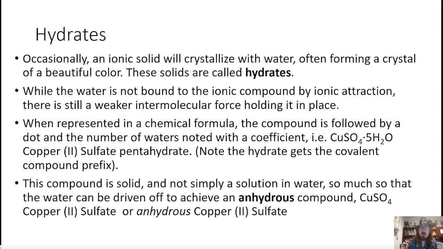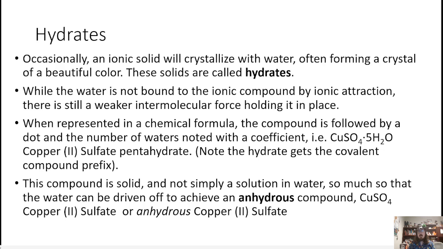Now, while the water is not bound in a traditional ionic fashion, they're not held in place by ionic attraction, there's a weaker intermolecular force holding it in place, but it's still equally there. The idea here is that when it's represented in a chemical formula, the compound, usually an ionic compound, will be followed by a center dot, not a period, but a dot that appears in the center, and it will have a coefficient followed by the water. That coefficient represents how many waters are present in this structure. For every one formula unit, how many waters are bound to that formula unit.